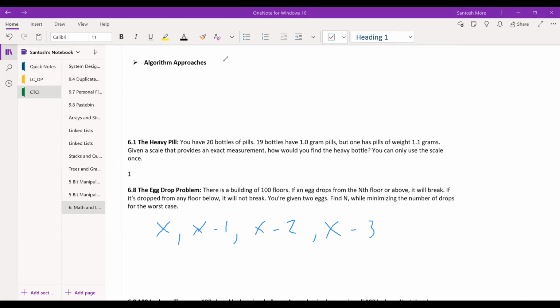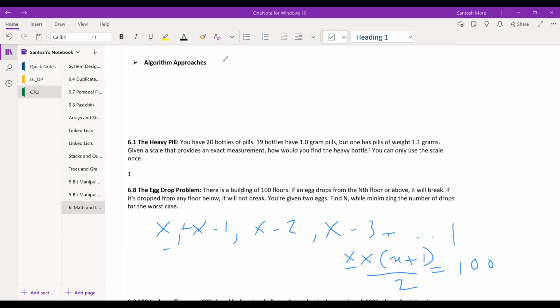So if we do it that way until we go to the end, and we add all of these, at the end we will come to 1. So we know what this formula will represent: it will be x into x plus 1, divided by 2. And if our floors are 100, we can find what we should start with, right?